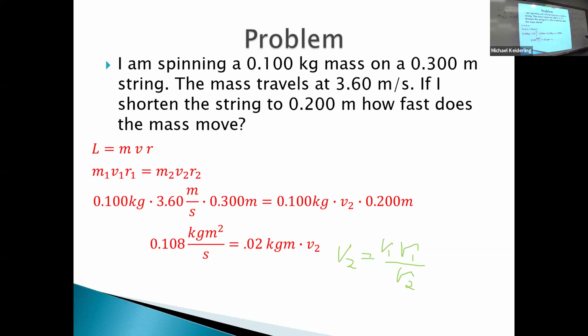So if you find the total angular momentum, it's 0.108 kilogram meters squared per second divided by 0.2 meters, and you'll get 5.4 meters per second. So velocity two is velocity one times radius one over radius two. So 3.6 times 0.3 divided by 0.2 gives you 5.4 meters per second.